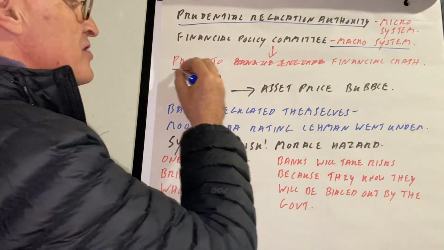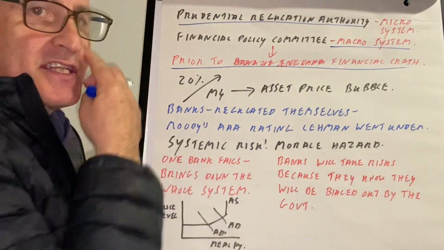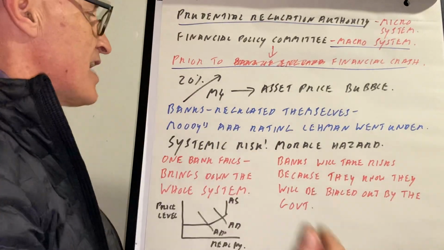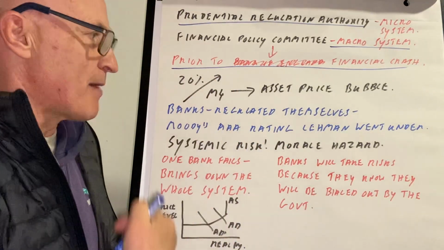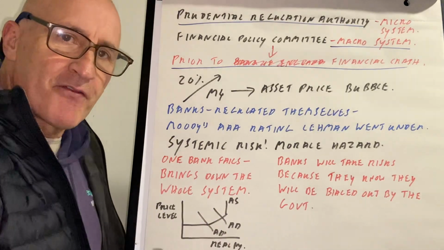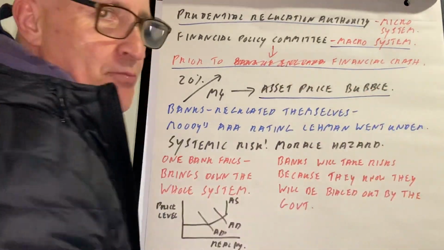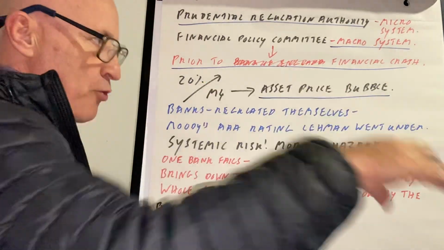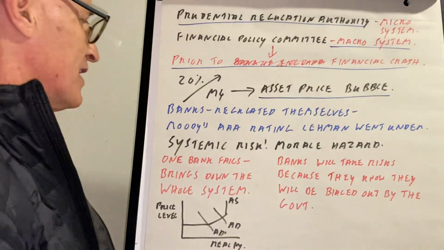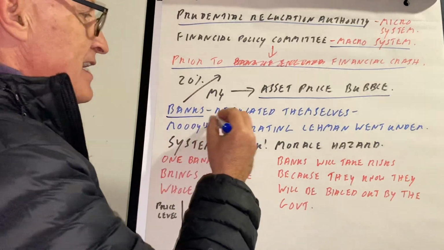Right, so prior to the financial crash in 2008, banks were regulated by themselves. So the money supply was growing at about 20% a year. Now, we didn't have inflation then, so everyone thought everything was okay, but we did definitely have an asset price bubble, and everybody was pouring their money into the housing market. So banks were regulating themselves.